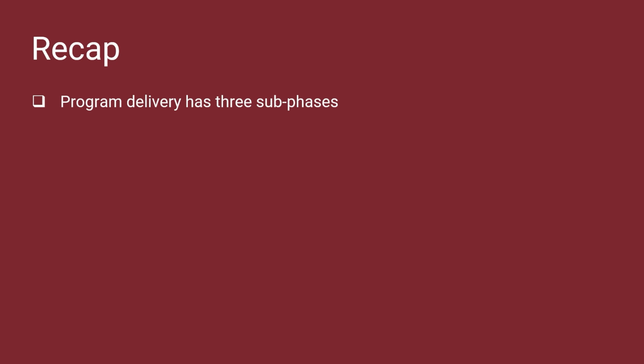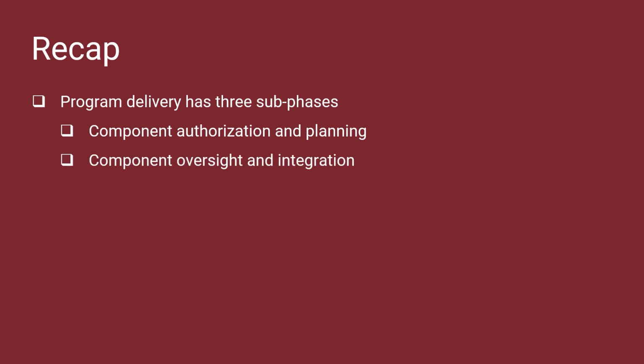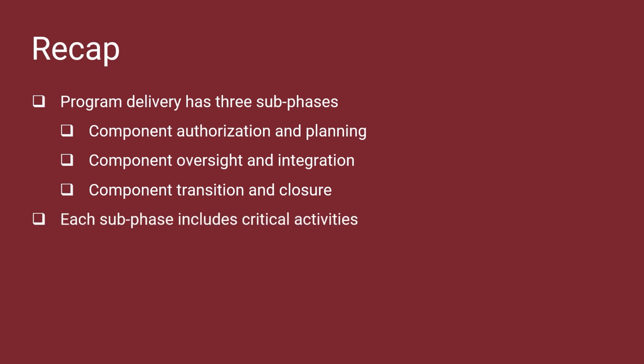Program delivery has three subphases: component authorization and planning, component oversight and integration, and component transition and closure. In this video, you learned about these subphases and the critical activities that must be performed in each subphase.